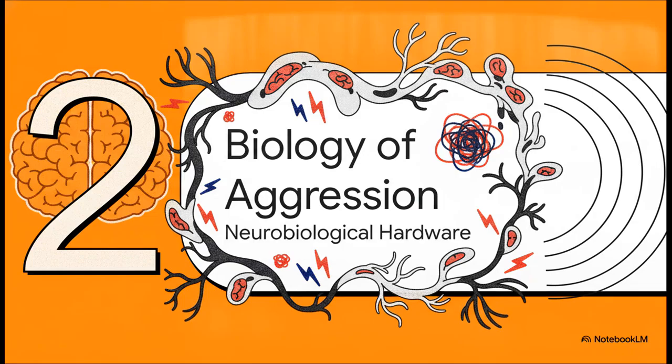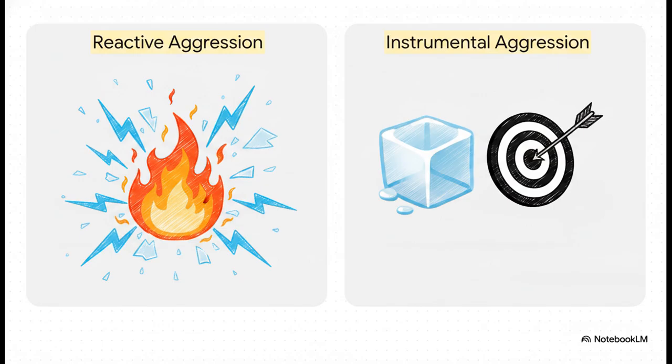Moving right along to Section 2, let's look under the hood at the biology of aggression. What is the actual hardware driving this patient's reactive anger and self-harm? This right here is an absolutely crucial differential diagnosis. We have to separate the kind of aggression we see in borderline presentations from other pathologies. On the left, you've got reactive aggression. This is hot, impulsive, totally driven by frustration, and highly sensitized by trauma. This hot aggression correlates perfectly with the DSM-5 criteria for impulsivity in borderline personality disorder.